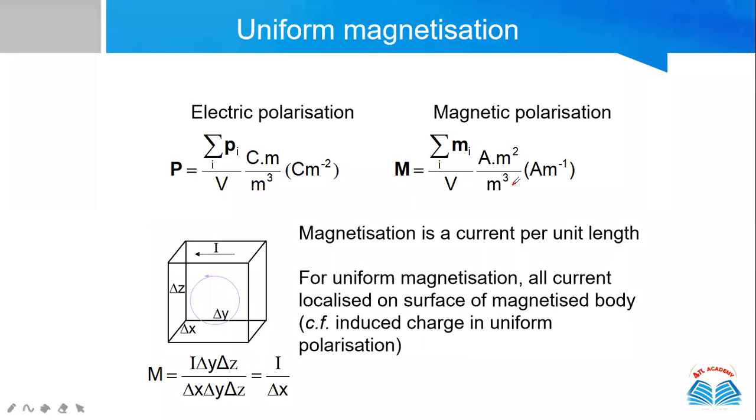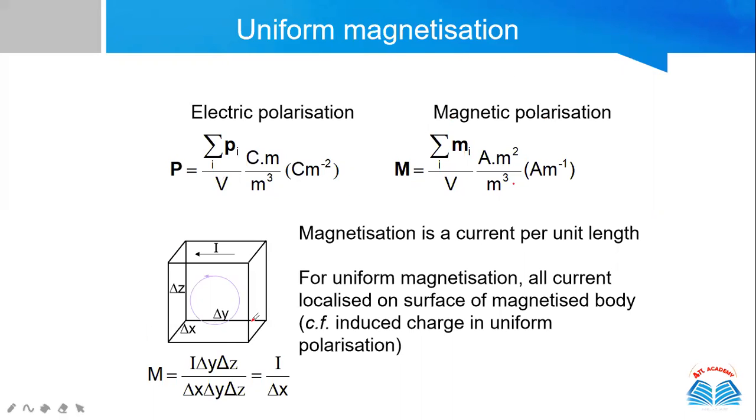Now, the formula for electric polarization: if we want to calculate capital P and we know the dipole moments, then capital P will be equal to the summation of p_i over V. What is this V? This V is the volume. And for magnetic polarization, if we want to calculate it, we will use the same type of formula. So look at this diagram.